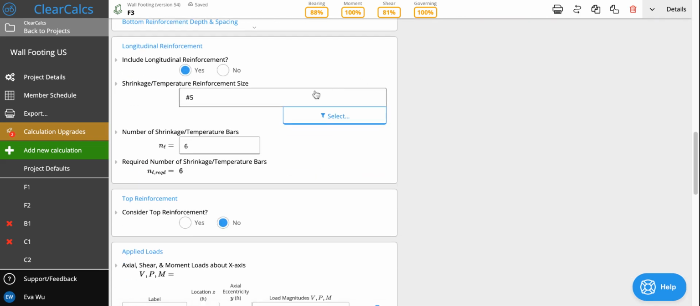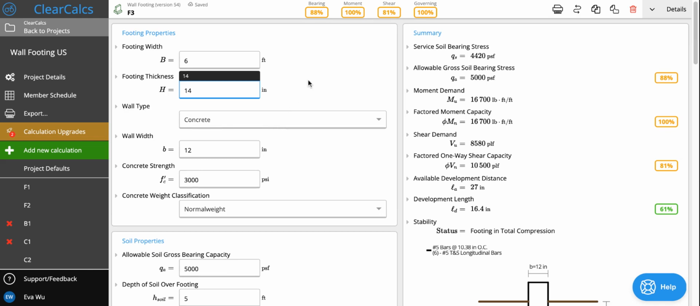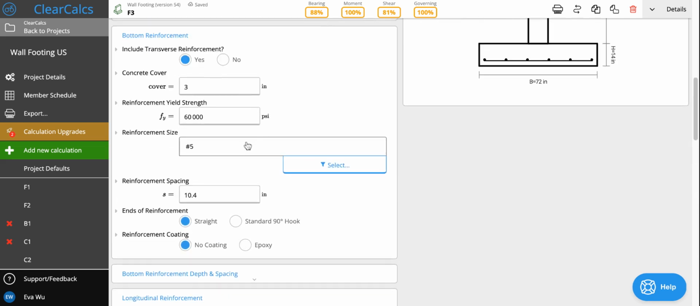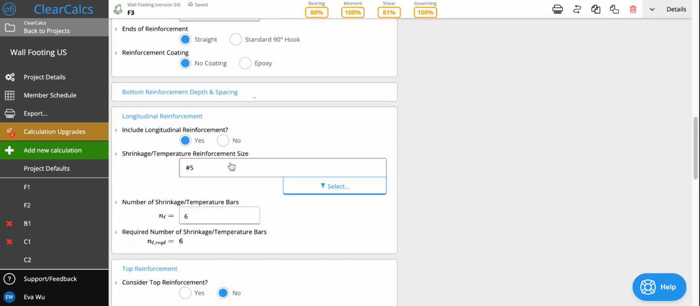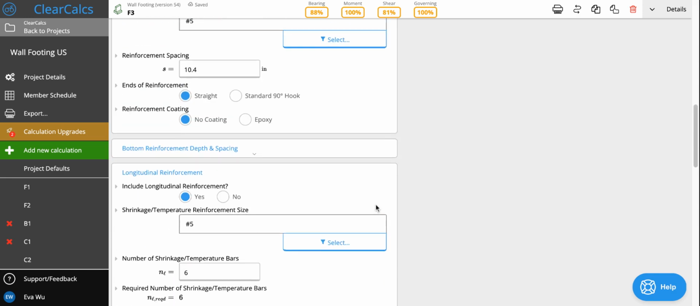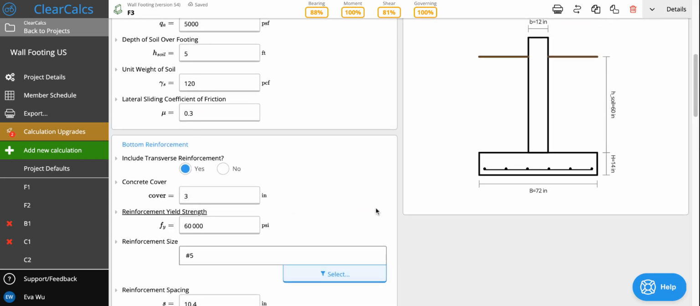And so based on this design, we know that for this particular configuration, we want a 6 by 14 footing with number 5 at 10 inches of transverse reinforcement, and 6 number 5s of longitudinal reinforcement. And we don't need top reinforcement, and that will be sufficient for the loads applied in this question. And that's all for this example.